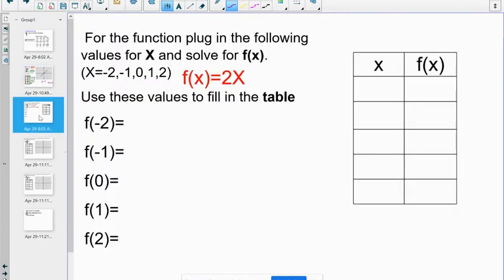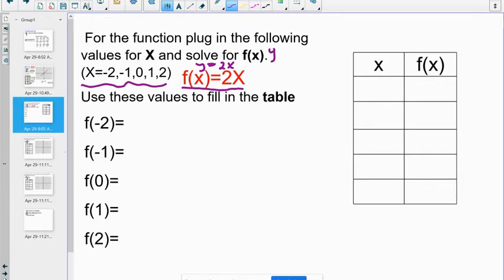So now we'll go on. Now for the function, we're going to be plugging in the following values for x and solving for f of x. Remember, f of x, same thing, meaning y. So we have our values here, and it's asking us to plug in. We have our function here where f of x equals 2x, which is the same thing as saying y equals 2x. Since it's giving us these x values here, we're going to plug in those values for x to see what we get as our f of x value or our y value.